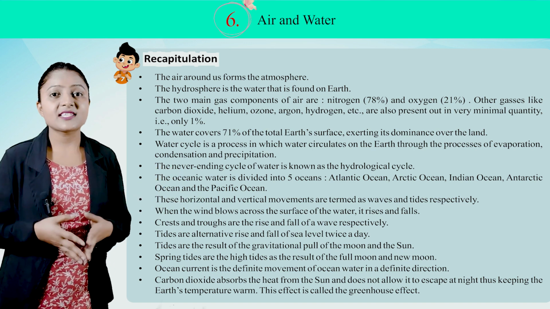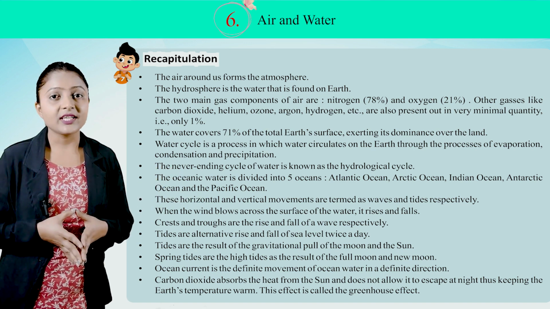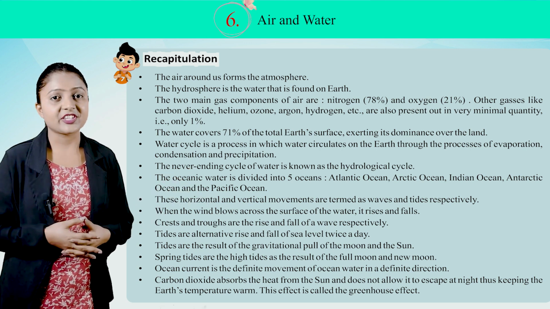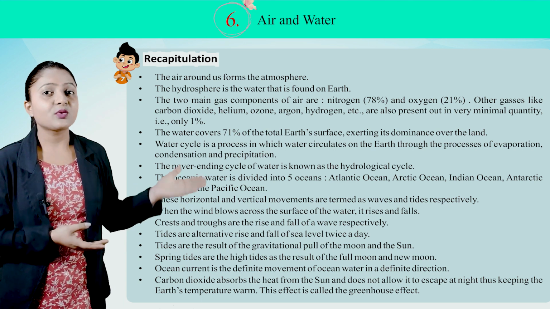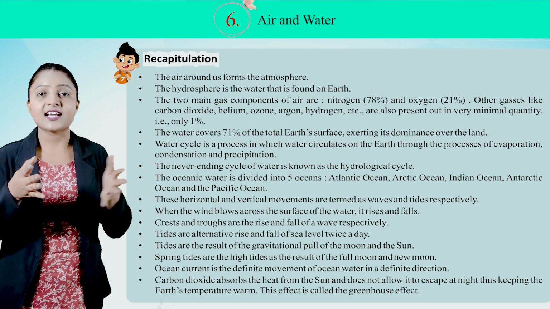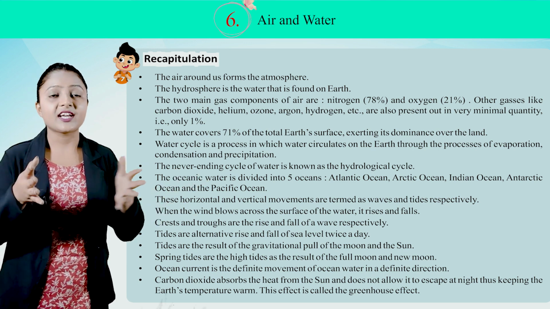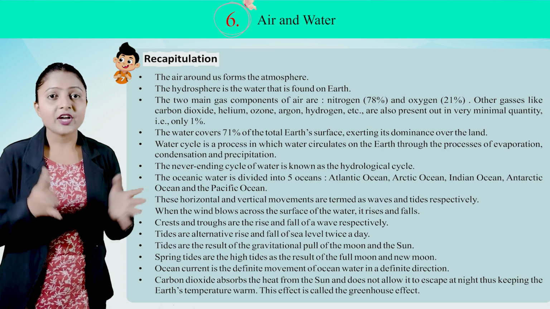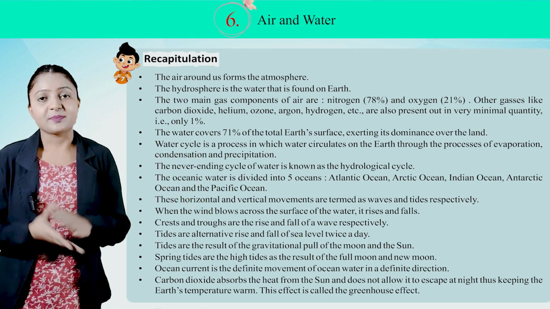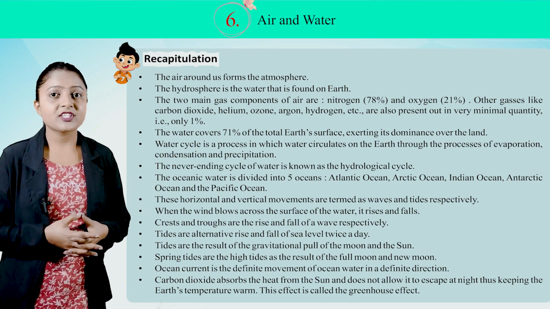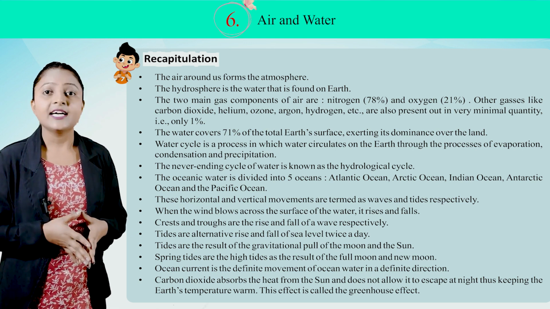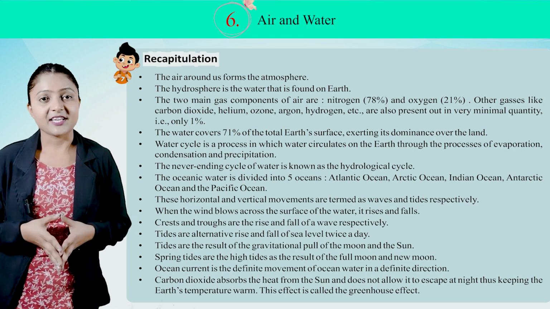Water cycle is a process in which water circulates on the earth through the process of evaporation, condensation and precipitation. The never-ending cycle of water is known as the hydrological cycle. The oceanic water is divided into 5 oceans: Atlantic Ocean, Arctic Ocean, Indian Ocean, Antarctic Ocean and Pacific Ocean. These horizontal movements and vertical movements are termed as waves and tides respectively. When the wind blows across the surface of the water, it rises and falls. Crest and troughs are the rise and fall of a wave respectively.